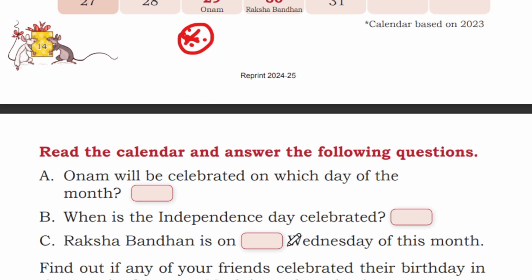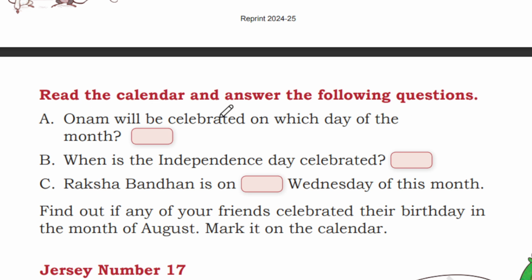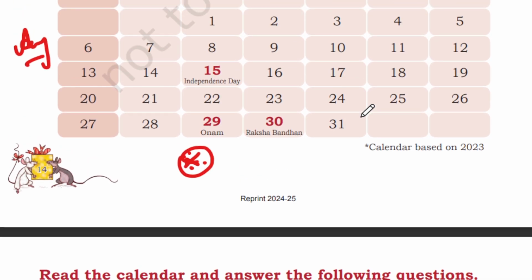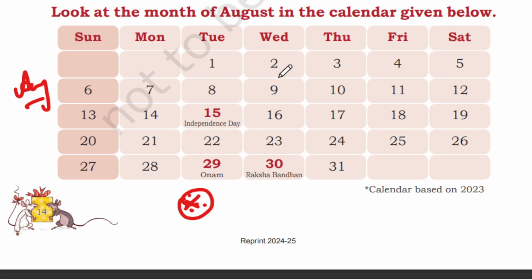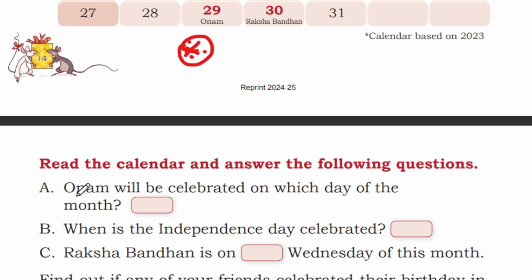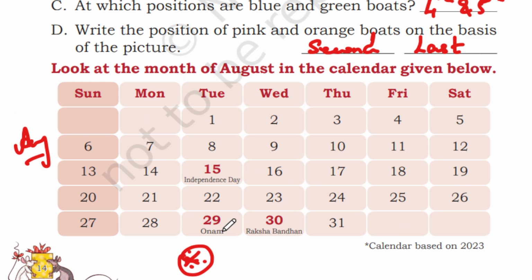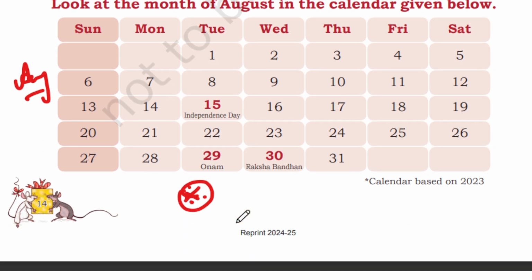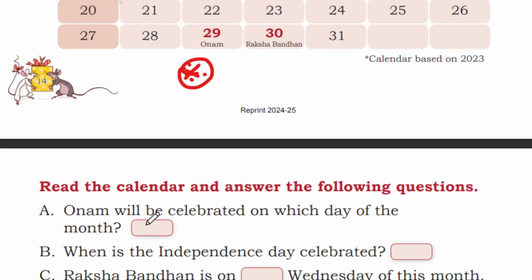Let's see the question first. Onam will be celebrated on which day of the month? So date is different, day is different. Date means you have to write the number like 4th, 5th, 6th. Day means you have to write whether it's Monday, Tuesday, Wednesday, Thursday, Friday, Saturday or Sunday. Don't get confused here. So where is the Onam festival here? 29th, which is on Tuesday. So you have to write Tuesday.